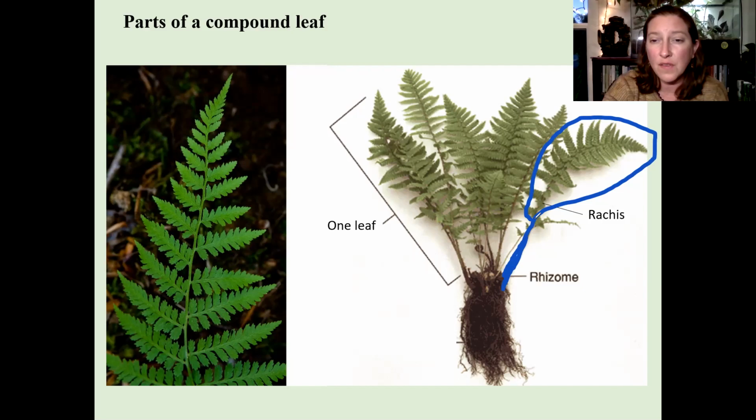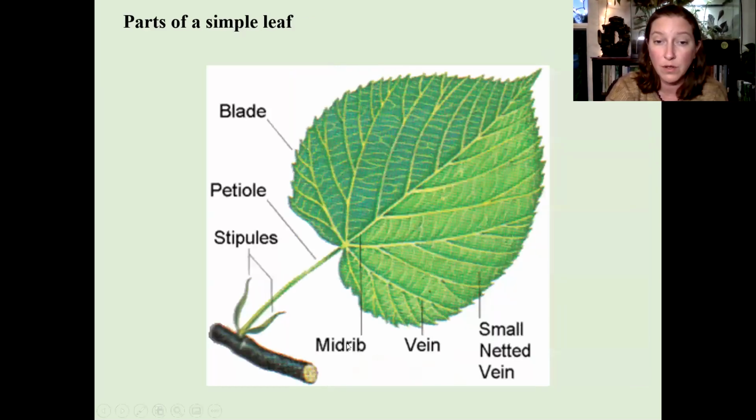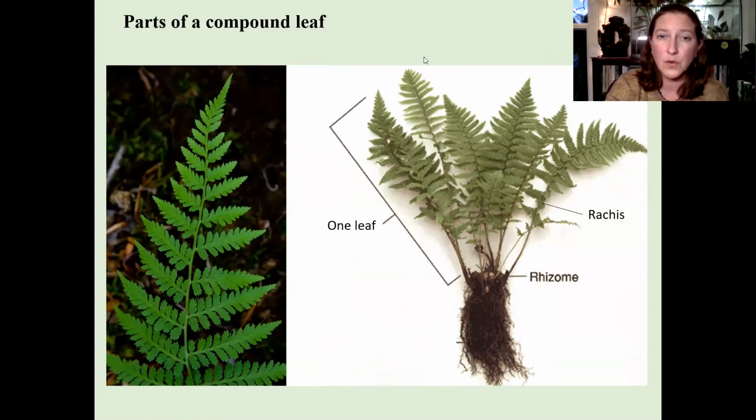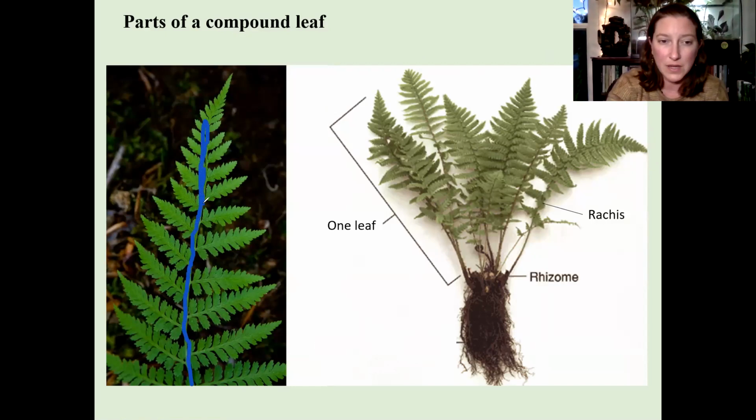Before, on the previous slide, we had a midrib, right? The central vein. Well, because it's a compound leaf now, it's a little more complicated, so we don't call it a midrib anymore. We call it a rachis. So if you look here on the left, do you see this thing I'm trying to cover with the blue? If this was a simple leaf, that would be the midrib. But because it's a compound leaf, we call it a rachis.